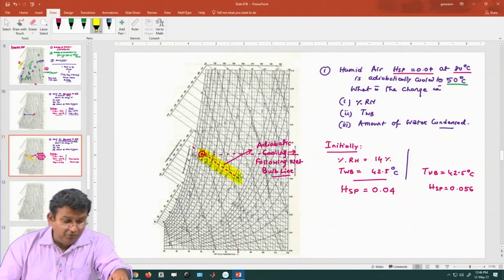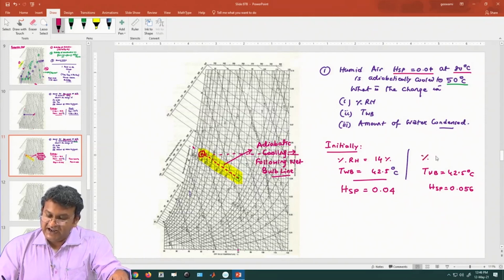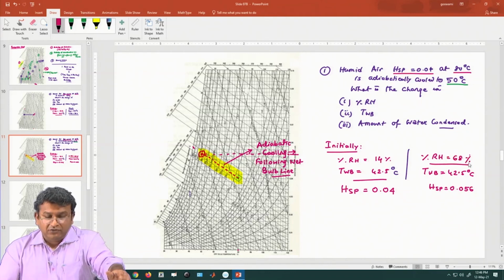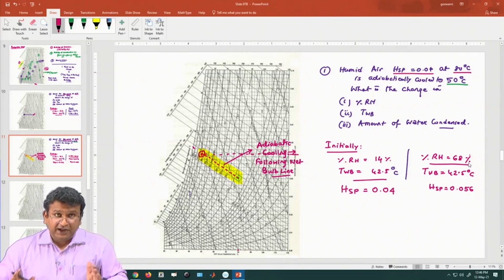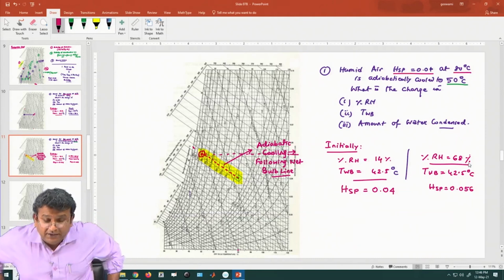But what about the humidity? Humidity was initially at 14%, and here you can see that it has shot up to, let us say, 68%. So, this way you can draw a process on the psychrometric chart.